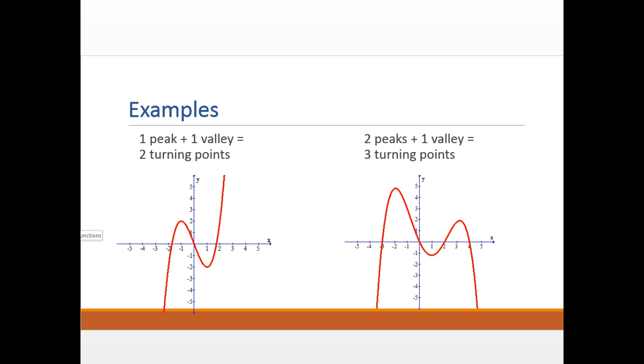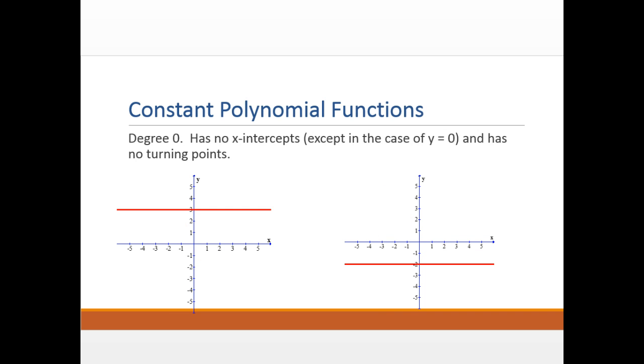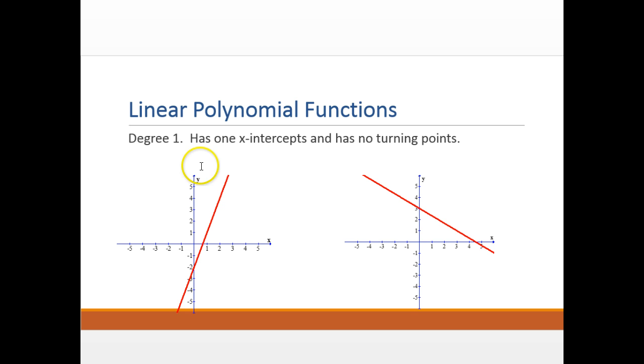Let's go back and review some of the prior functions we've already studied. A constant polynomial function. This is just y equals, in this case, y equals 3, and in this case, y equals negative 2. Notice on each constant function there are no x-intercepts, except in the case where y equals 0, then every point is an x-intercept. And constant functions also have no turning points. For linear functions, notice linear functions have a single x-intercept, but linear functions also do not have any turning points.